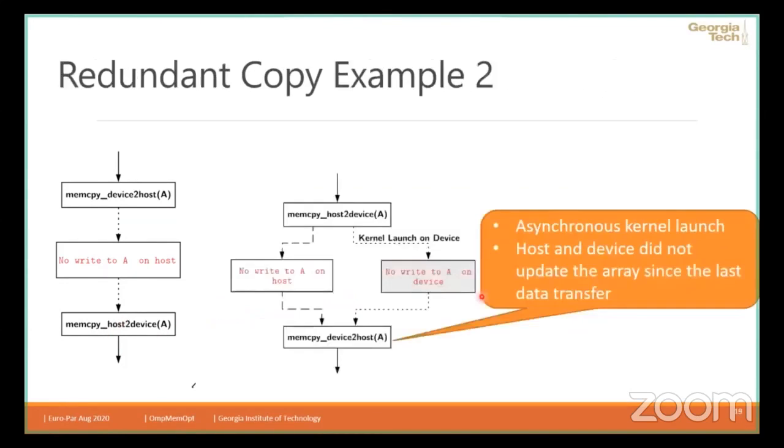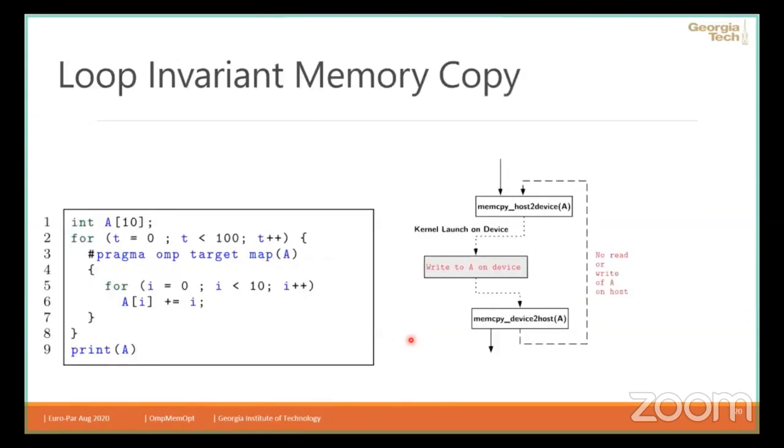In the second example, there are again three sequences of operations. We copy the array A from the host to the device, we launch the kernel on the device asynchronously, and then we copy back the array A from the device to the host. In this case, we are saying that the array A was neither updated on the host nor on the device. Hence, both the host and the device have the same version of the array, so the device to host memory copy was redundant. And then there is a third very important reason for redundant memory copies, that is the loop invariant memory copies.